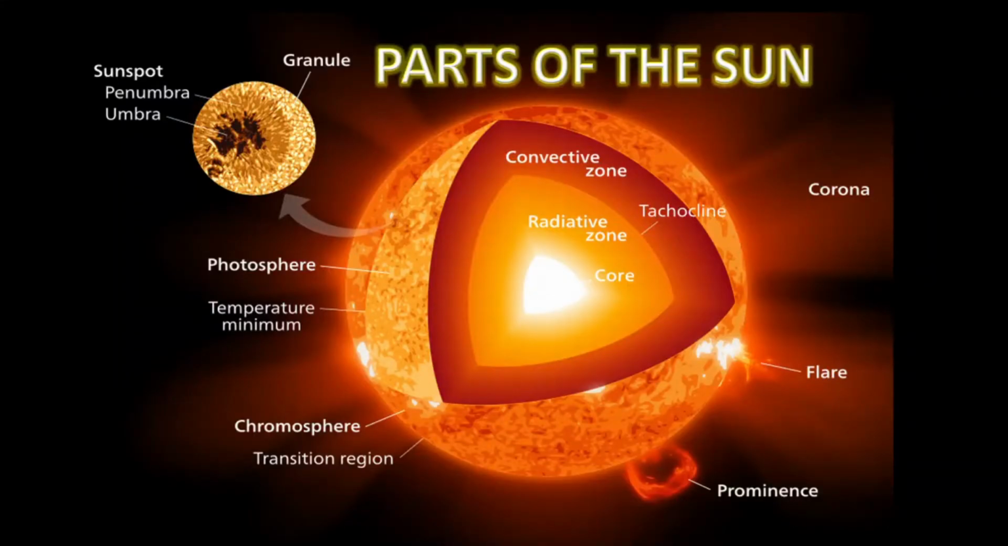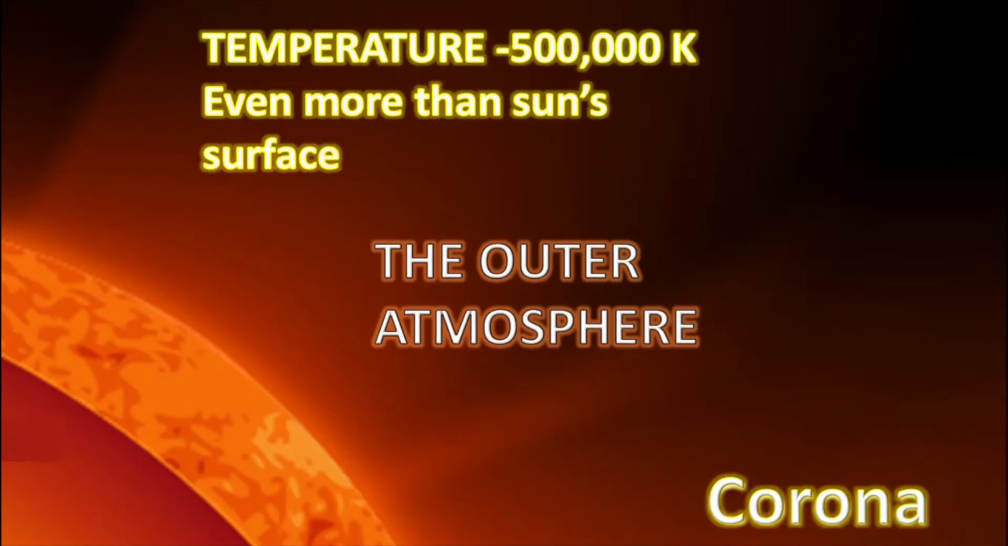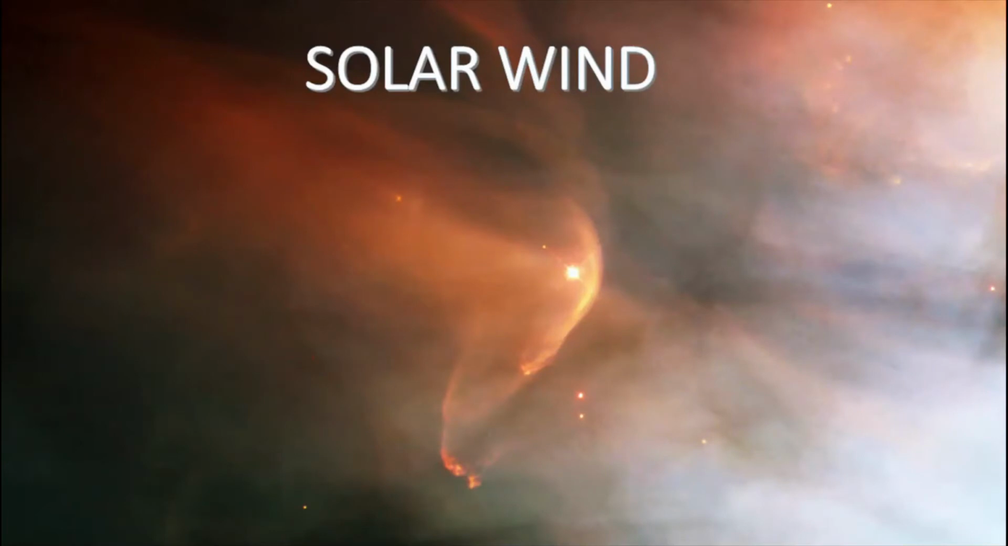Parts of the Sun. Number 1. Corona. The corona is the outer atmosphere of the Sun. The temperature in the corona is 500,000 Kelvin or more, up to a few million Kelvin, which is hotter than the surface of the Sun, which is 5500 degrees Celsius or 5780 Kelvin. It extends many thousand kilometers above the visible surface of the Sun, gradually transforming into a solar wind that flows outward through our solar system.